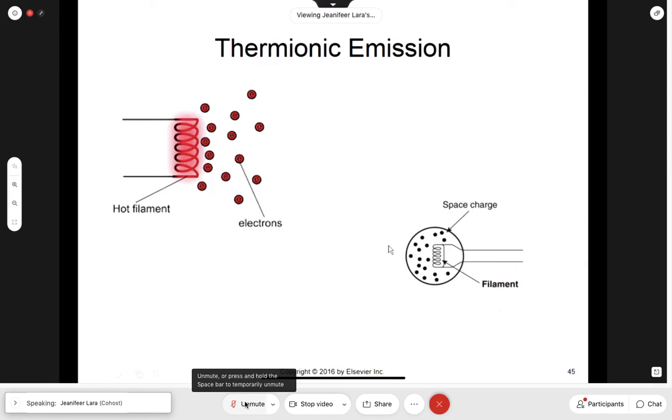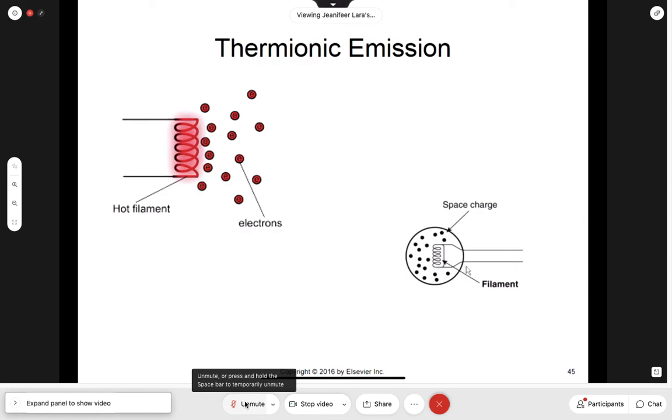The focusing cup gets activated or electrified as energy, and it holds these electrons together. Okay? The space charge, or the cloud in front of the filament, is activated by the focusing cup. It is charged negatively, and the force is holding these electrons together. This is all I really need you to know right now. We're going to talk about forces, just not right now. Okay?